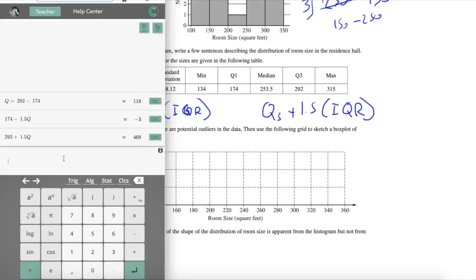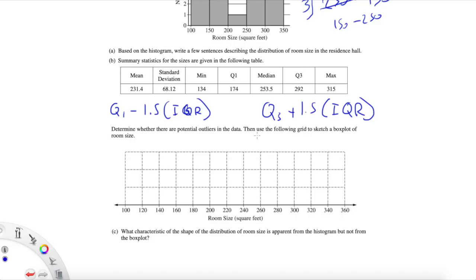As you can see, the lower bound here is going to be negative 3 and the upper bound is going to be 469. We don't have any numbers less than negative 3 or greater than 469 because our min is 134 and our max is 315. So there are not going to be any outliers.